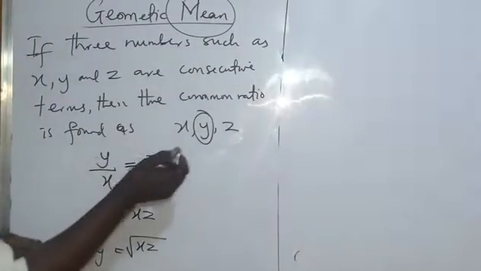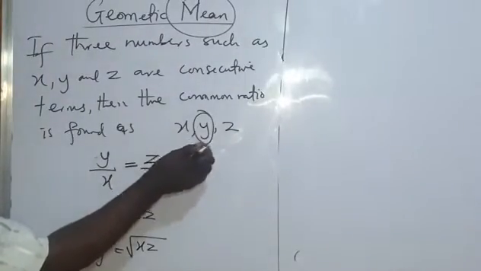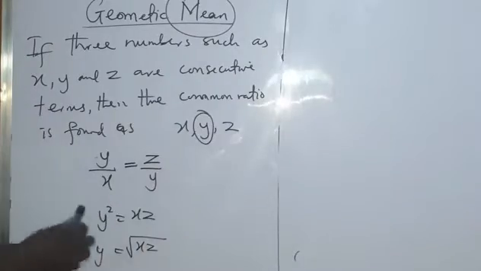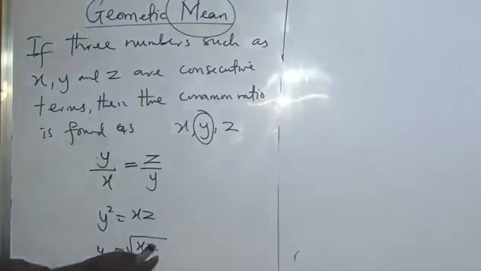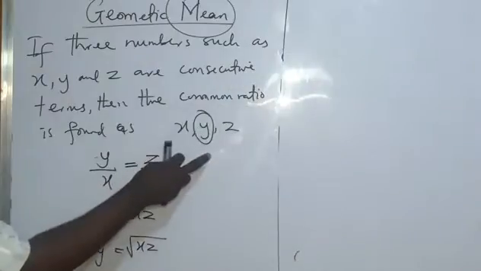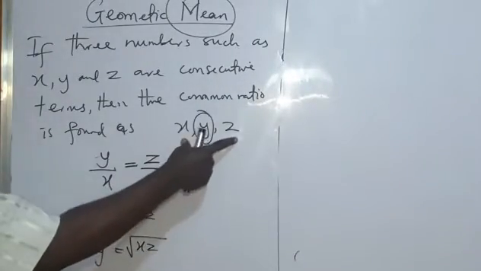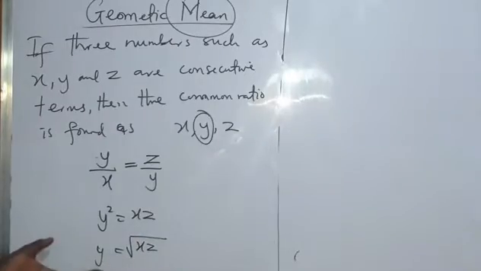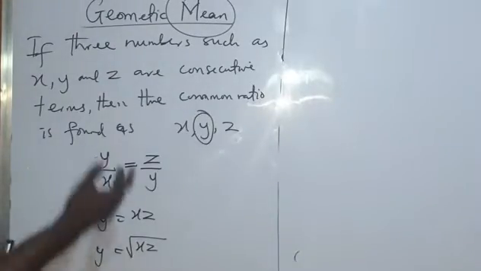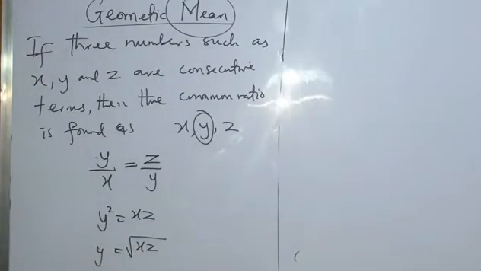So the middle number, which is the geometric mean, can be found as the square root of the product of the other two terms. That is what this implies. Let's look at how to apply this in some questions.